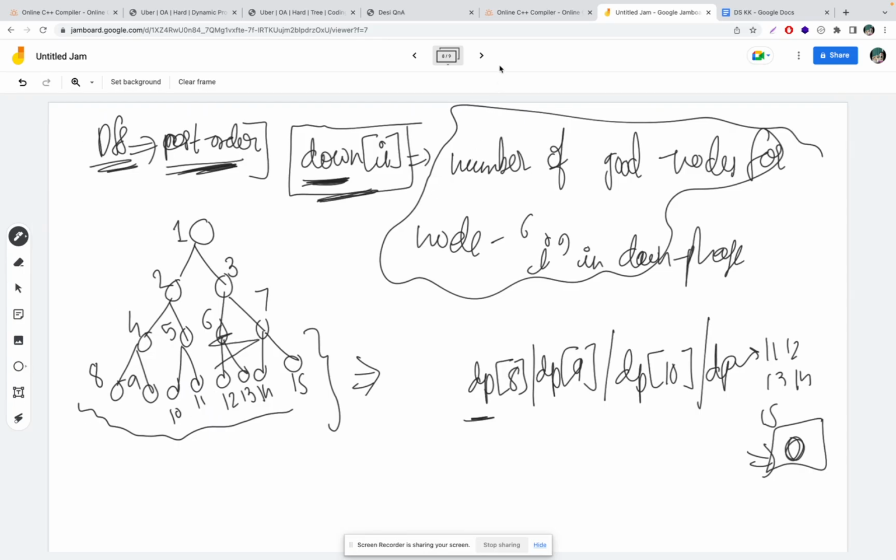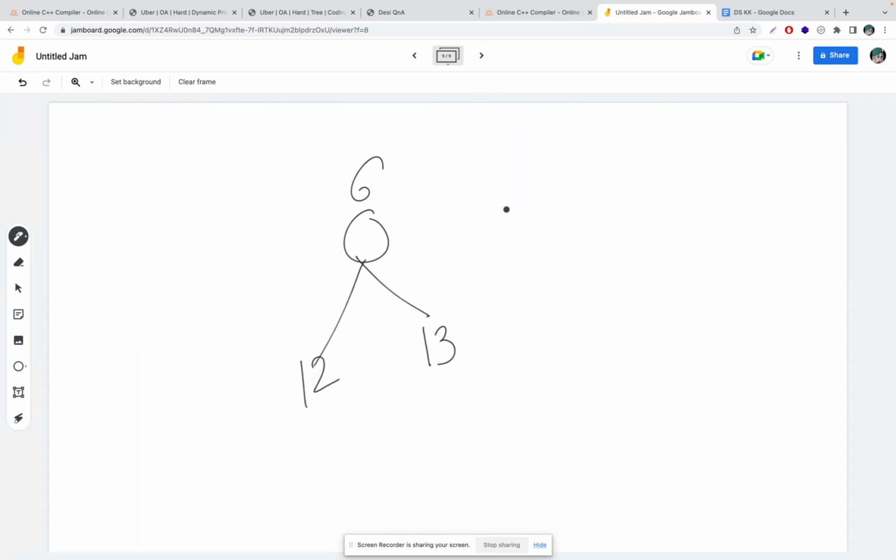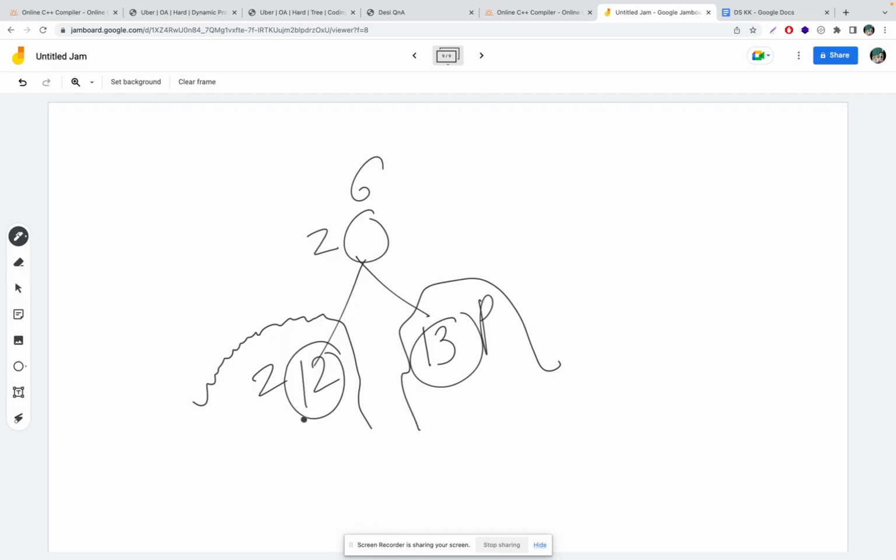So how will you calculate it? How many good nodes are there? Is this 6 a prime number? No, this is Z, this is Z, but this P is a prime number. We only have to count the nodes which are continuously in Z way, not in the P way. So I just need to know the number of good down nodes for this subtree and this subtree. Then I need to add 1 because I have to include this node as well.